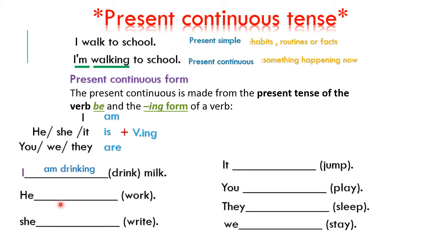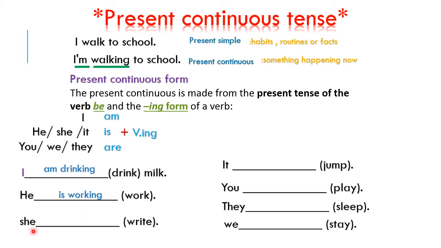The second one, I have the subject here, he, and the verb work. How do I change it into present continuous? Two steps. Verb to be, verb ing. Verb to be plus verb ing. So which one should I use? With he it will be is. He is working. Excellent. He is working.